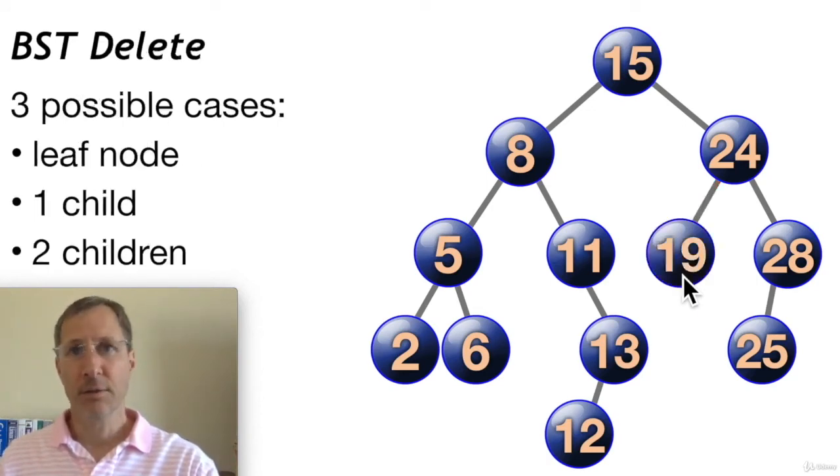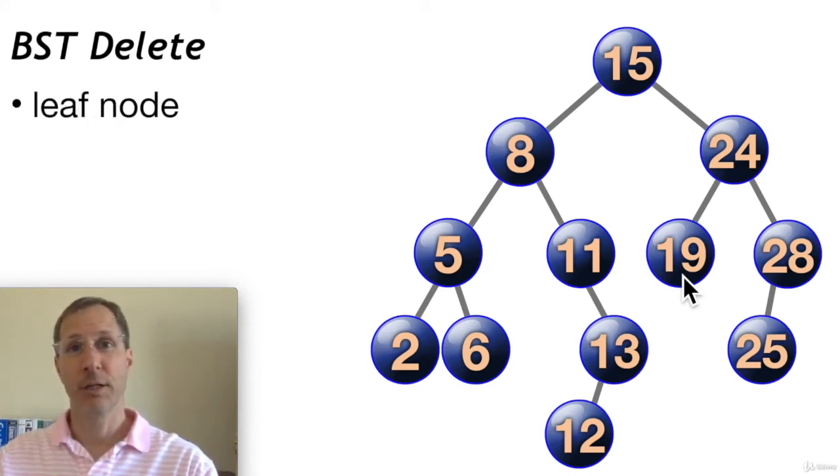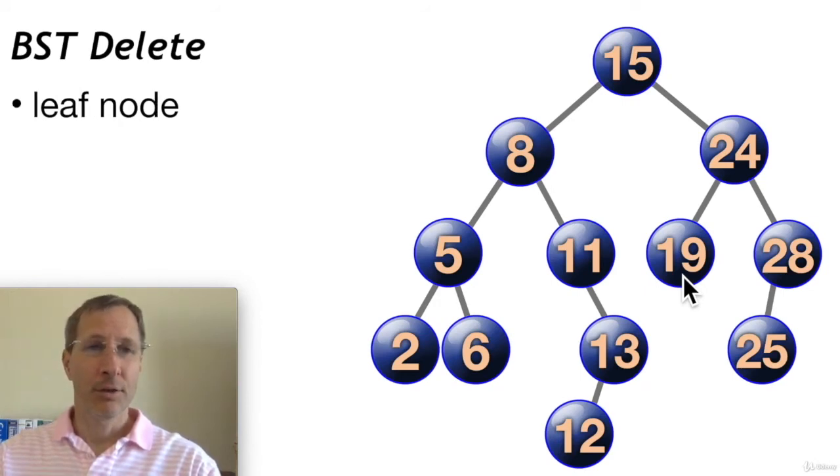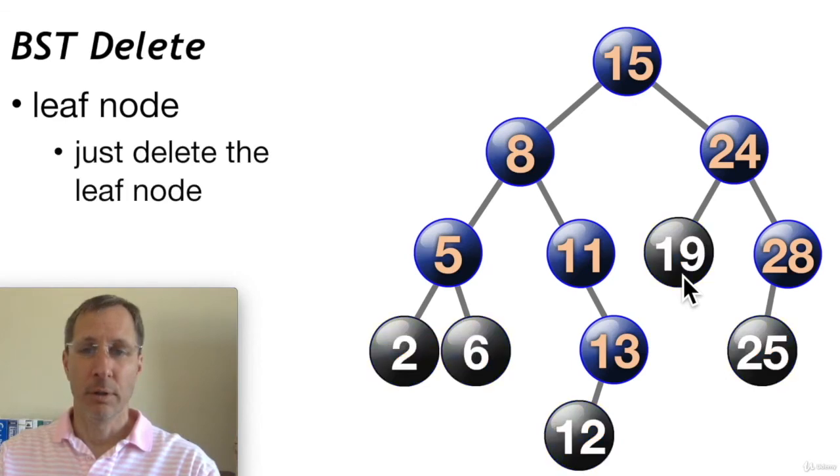So with delete, there are 3 different possibilities. One is that the node we want to delete is a leaf node. Another possibility is that it has 1 child node. And there's another possibility that it has 2 child nodes. So each one of these we have to handle differently. Delete is a fairly complicated operation. So let's first look at the possibility that the number we want to delete is a leaf node.